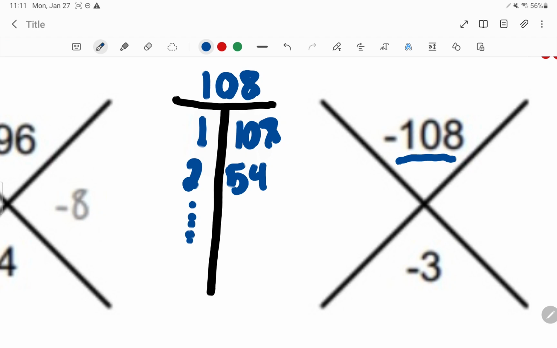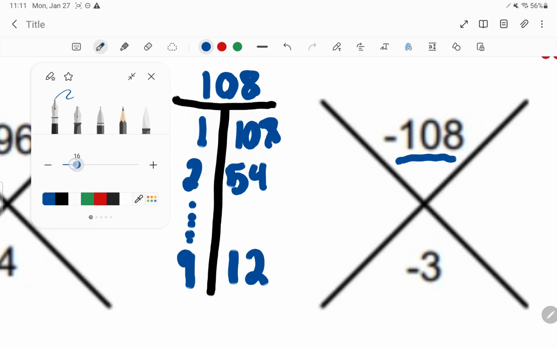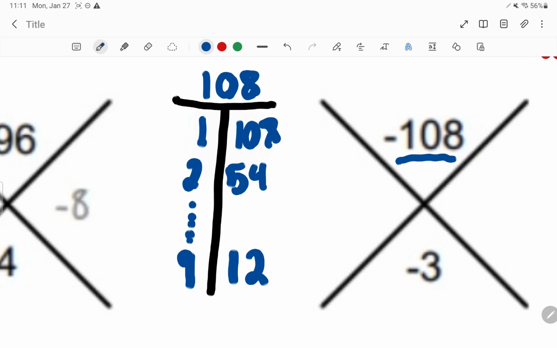In this case, I believe it's going to be 9 and 12. Okay, we have 9 and 12. Out of the 3 pairs, I know that if I multiply this one, this one, this one, all of them are going to give me 108. I know that for a fact. Now I have to look at all 3 examples here and see which one has the ability to give me a 3. And right here is where you just have to think about things.